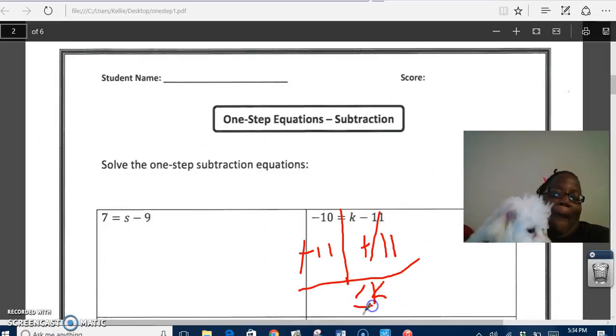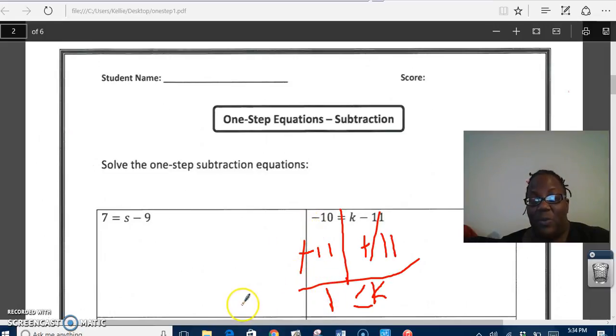Bring down your equal sign. A -10 plus a positive 11. Remember your integer rules: negative plus positive, subtract, keep the sign of the higher digit. My answer is 1. So in this case, 1 equals K as my final answer for that one.